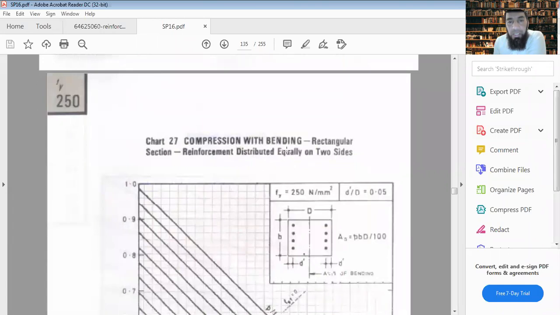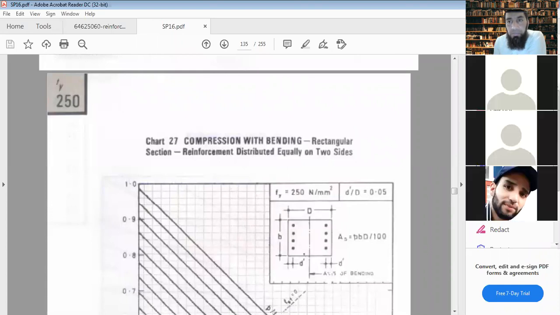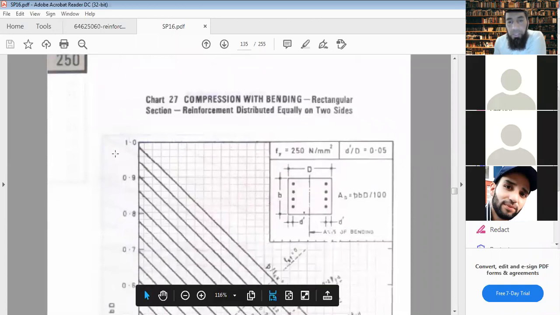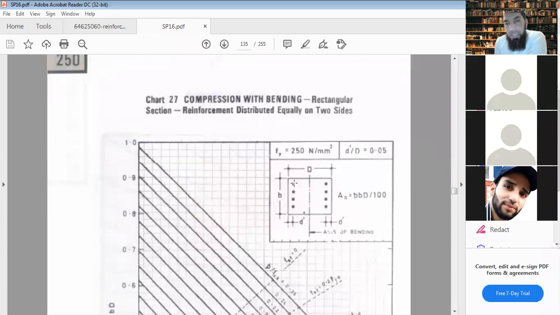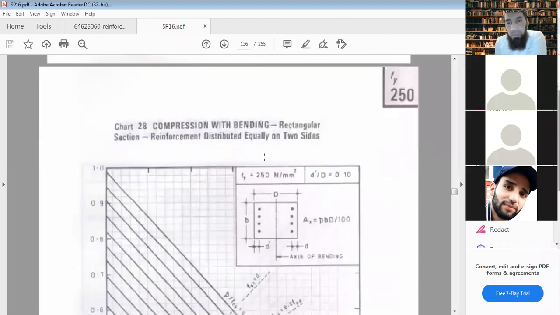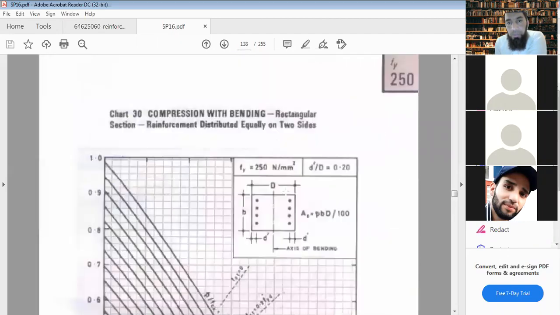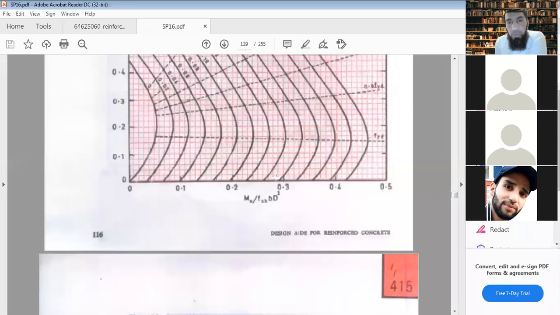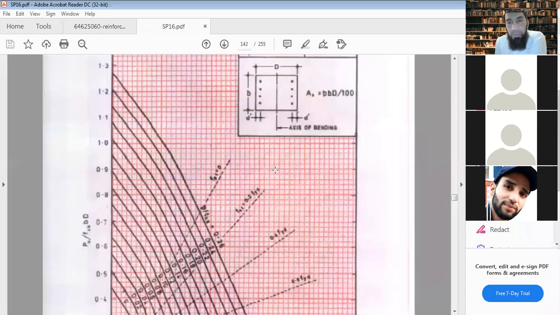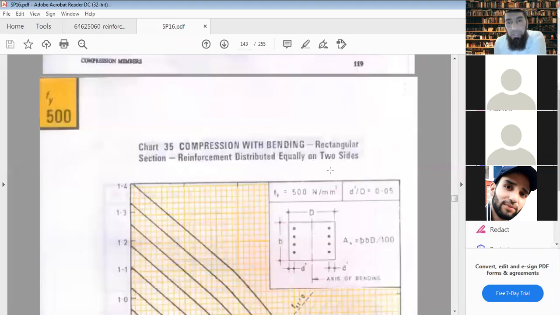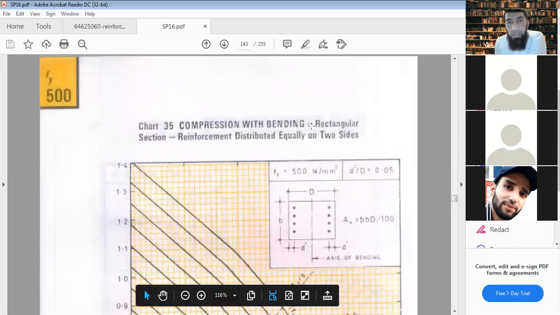Now, compression with bending, the case that we have for case number 2, rectangular section, reinforcement distributed equally on two sides. Now, our case is somewhat like this. But is our fy 250? No. fy 250, fy 250, no. These are all 250. This is fy 415, 415, 415. So we'll look for the chart which has compression with bending, reinforcement on two sides distributed equally, like in this case, fy 500.